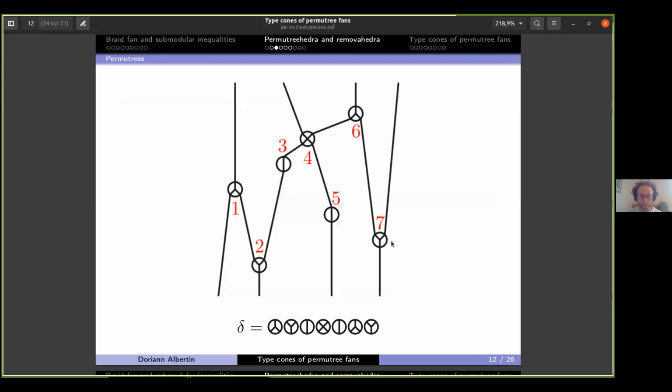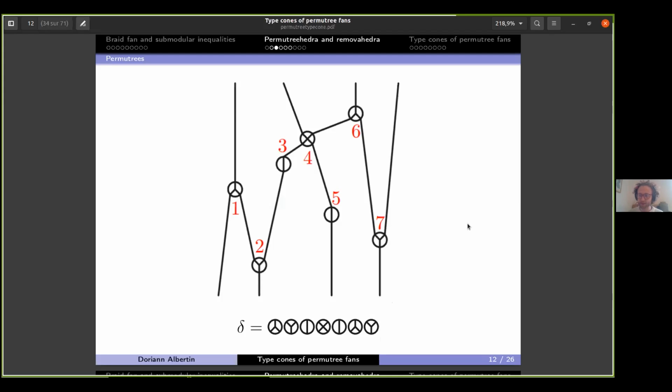So here's an example of a nondescript permit tree. And what we want to do with permit trees is record the shapes of the nodes. So here's down, up, none, both, none, down, up. And we call this recording the decoration of the permit tree.